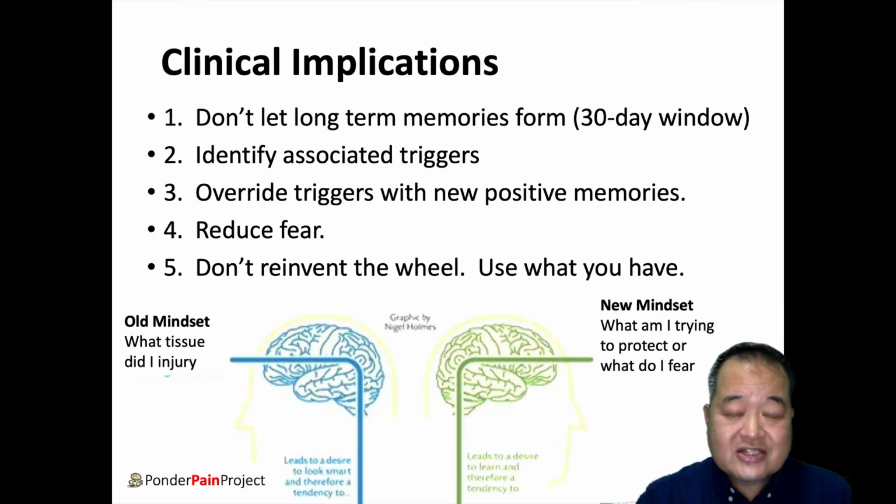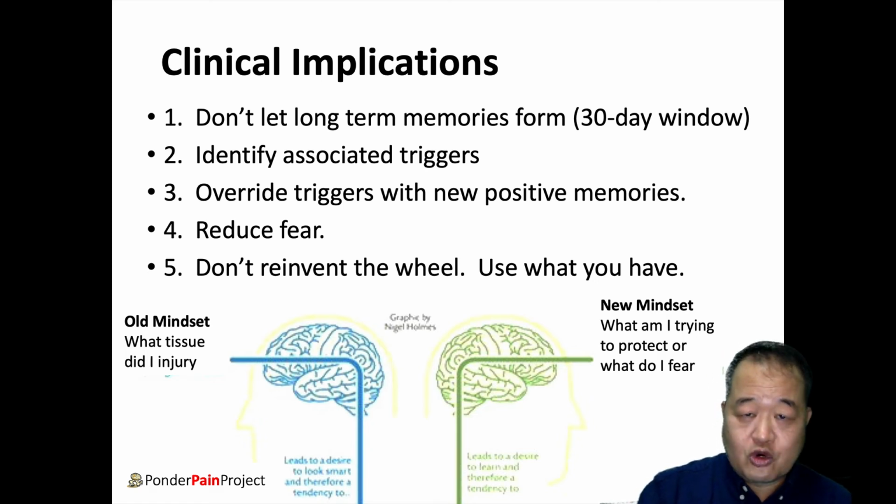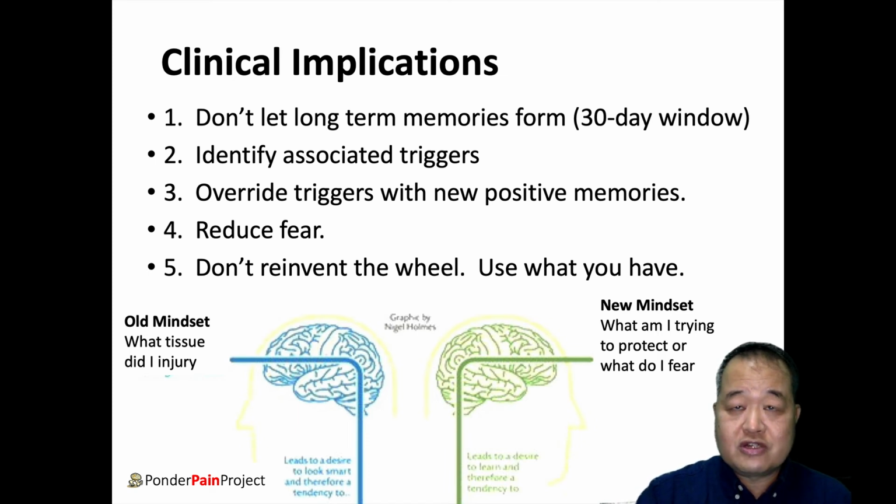So what are the clinical implications as we go through? One of the major implications comes from research in PTSD, where we're finding that long-term memories take about 30 days to form. And so if we can intervene in our patients before 30 days, we can keep them from becoming long-term memories. So really, we have a 30-day window to reshape our patients' responses. The problem is we don't often see people in the first 30 days. So as physical therapists, we really should be advocating to get patients earlier.